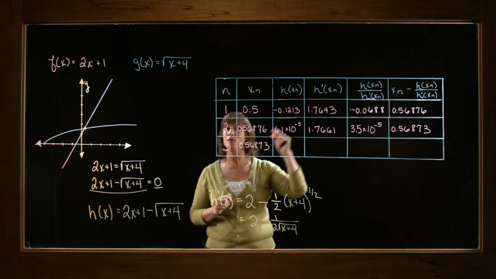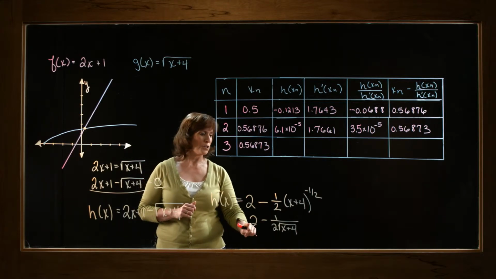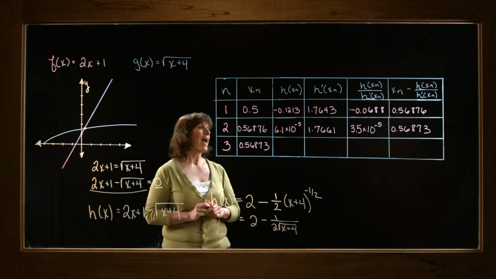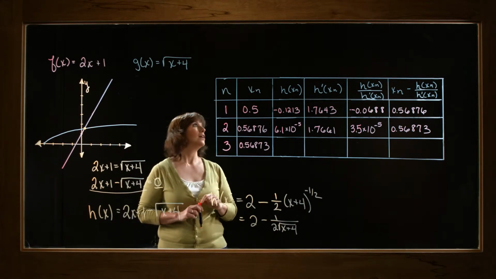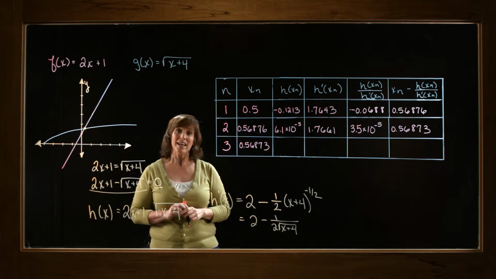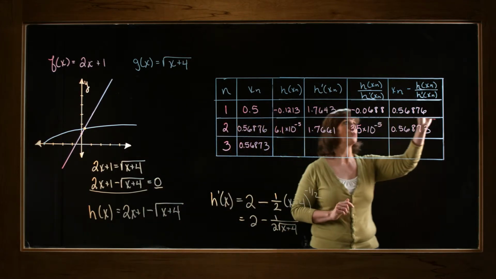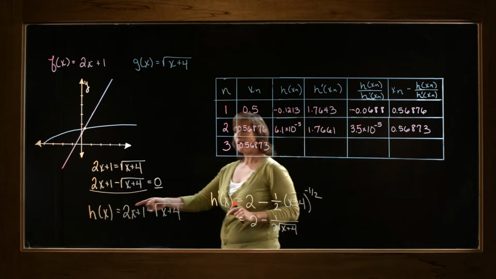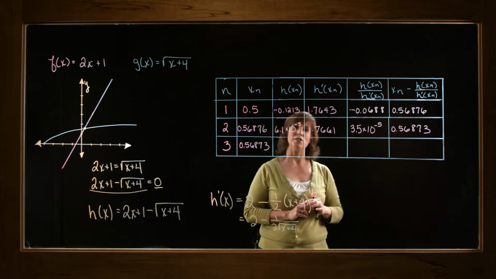Next, I want to evaluate h prime at 0.5. So again, I'm going to plug 0.5 into my derivative: 2 minus 1 over 2 times the square root of 0.5 plus 4. And I get 1.7643. Next step is to get the ratio. So I'm going to take this number divided by this one. And that gives me my ratio. Finally, I will take 0.5 minus my ratio. And remember, this is the rule for Newton's method. It might look a little different because I'm using h's, but that's because the function that I'm using, I have named h. All right, so I've gone through my first iteration.